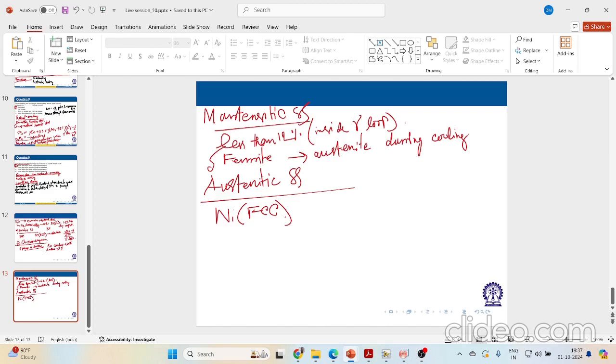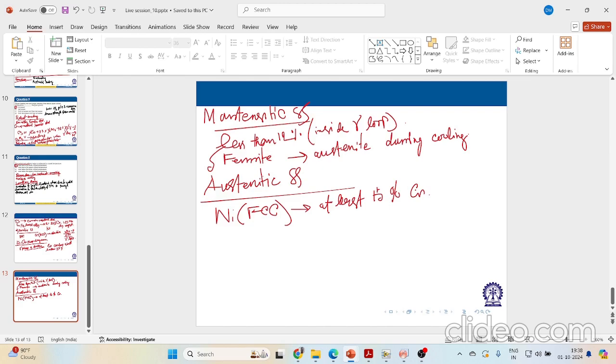Now austenitic stainless steel contains at least 15% chromium and enough nickel to maintain a stable austenitic structure over the temperature range, right? So yeah, that is there. At least 15% chromium addition is there, right? Now, there are many more things in this. We do not have much time over here to discuss those things.